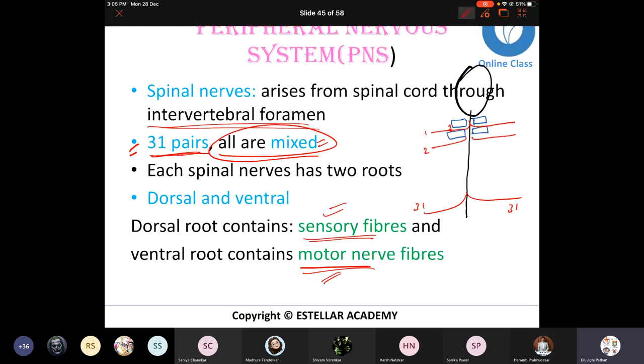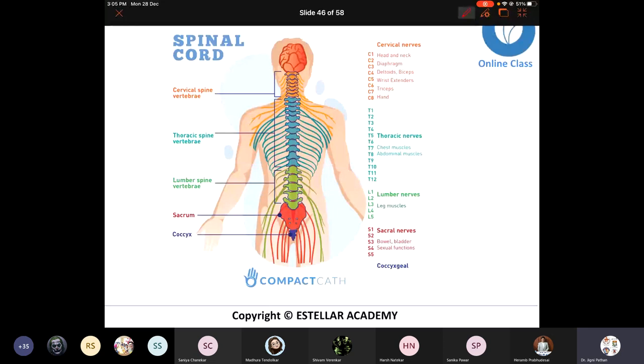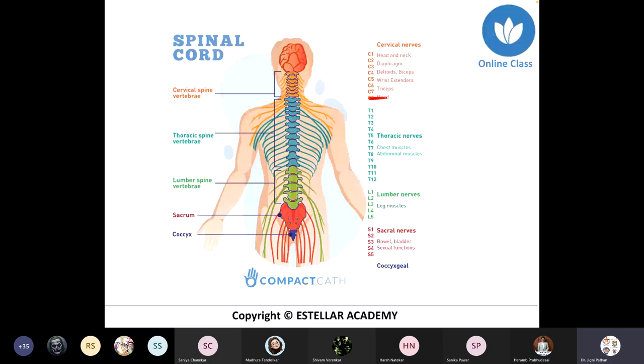Done? Yes, ma'am. Okay, now listen. I hope each and every point you're writing, you're understanding well. Can you see this is an intervertebral foramen? The region between one vertebra and the next is the intervertebral foramen from where the spinal nerve arises. So how many pairs? 31 pairs. All are mixed nerves.